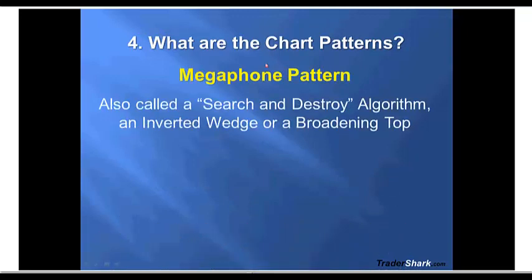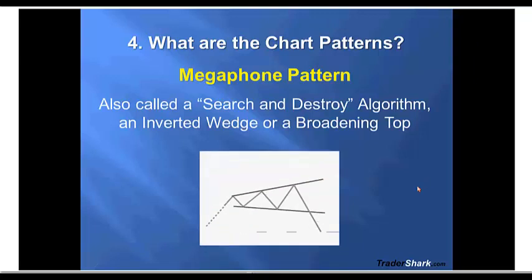Inside the shark den, the megaphone pattern, I want to explain this, also called a search and destroy algorithm, inverted wedge or broadening top. So if you want to Google this and check this out, this is what I've been seeing happen with these auto algorithms and Autobots. They're wiping out the highs and wiping out the lows and making it very difficult to trade. There's the frowning face again.